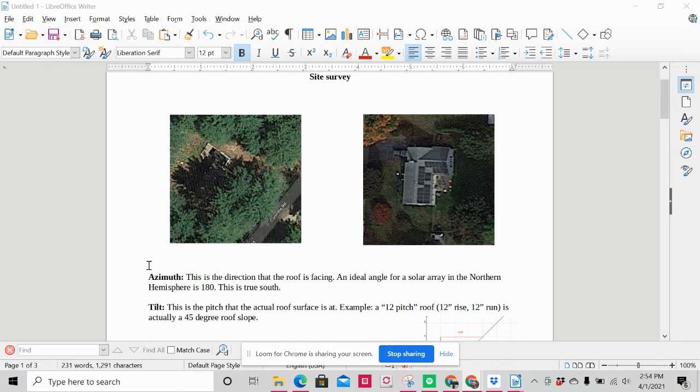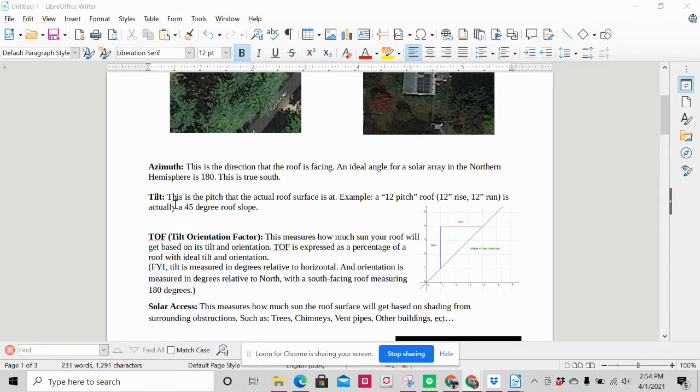Now, talking about performing site surveys, there's a few definitions that we're going to go through quickly, the first of which is azimuth. This basically refers to the angle that the house is facing, or the degree that the house is facing. Now, ideal direction is south, and the angle of true south, I should say, is 180 degrees. The tilt is just the pitch of the roof. I reference a 45-degree slope. You may hear roofers sometimes talk about a 12-pitch roof. It's 12 inches rise, 12 inches run, that comes up with 40 degrees.